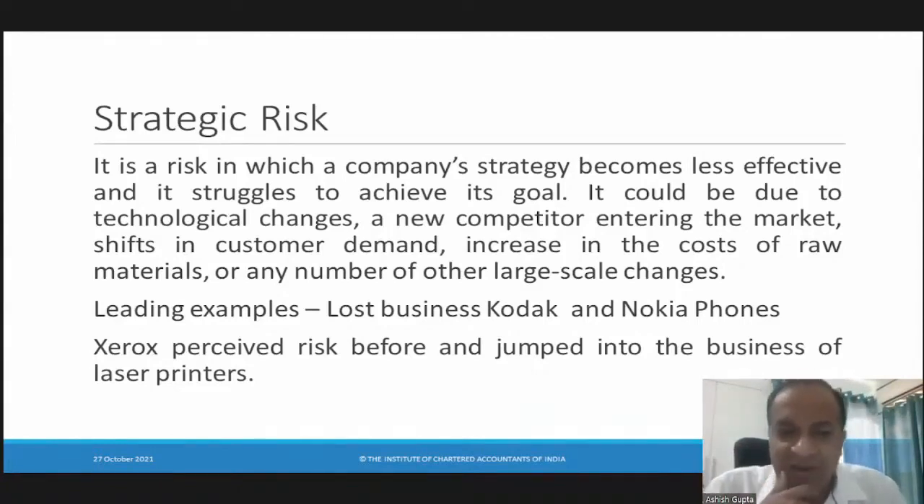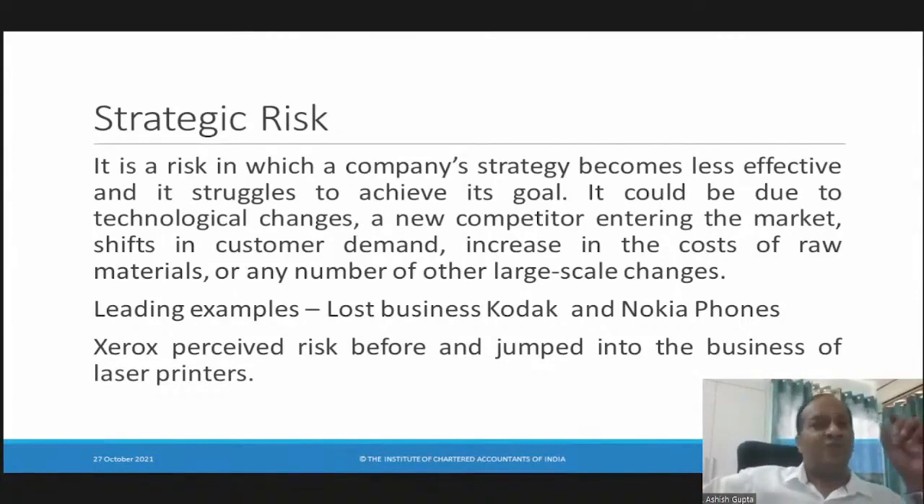On the other hand, there is a company like Xerox. They perceived the risk early, because Xerox invented the photocopying machine. With the coming of the laser printer somewhere around the 90s, they jumped into the business of developing laser printers. Of course, Xerox laser printers are also very well sold in the market. So that's why they are surviving.